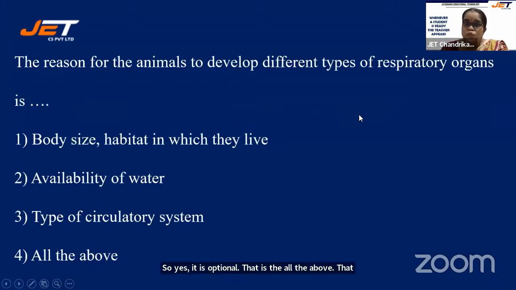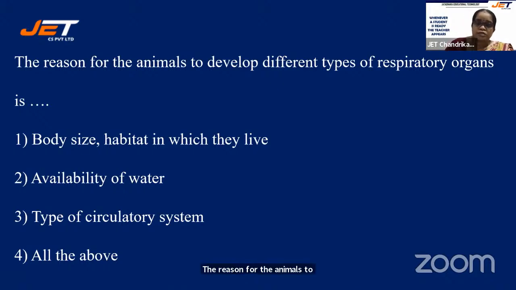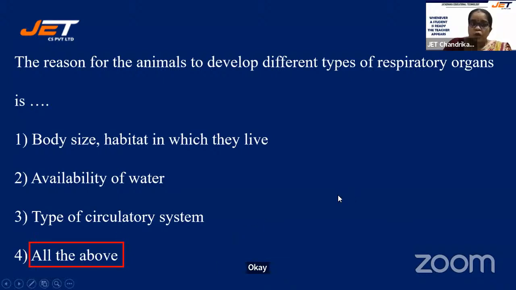The reason for the animals to develop different types of respiratory organs is. Okay, we'll see. Yes, it is all the above: body size, habitat in which they live, availability of water, type of circulatory system. Next question.